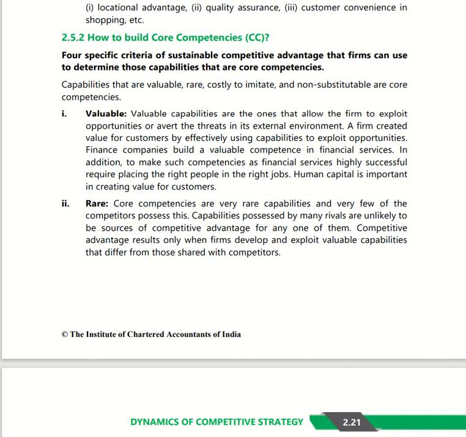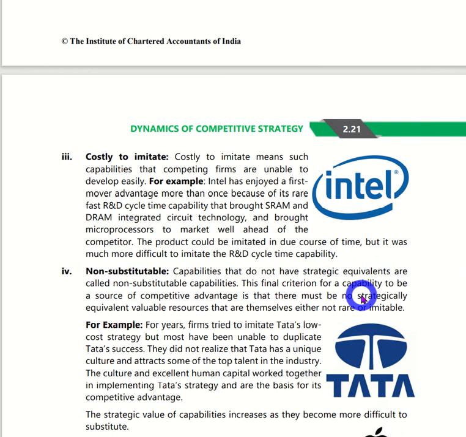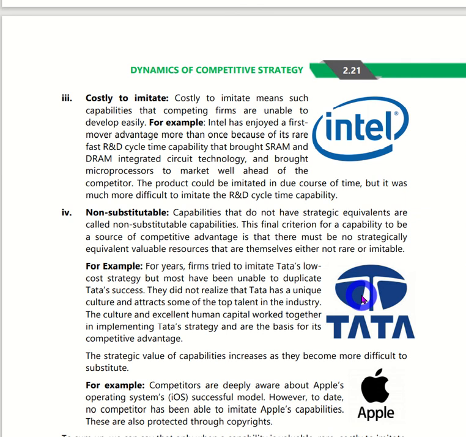So it should be something which is rare, and then it should be something which is costly to imitate. If it is very easy to imitate, people will again easily copy. But for example, if I have an original paper and if I need to go for taking a Xerox, and if it is going to take 1 rupee to take a Xerox, I don't worry much about it.